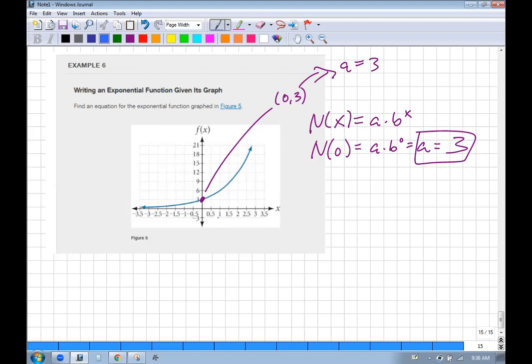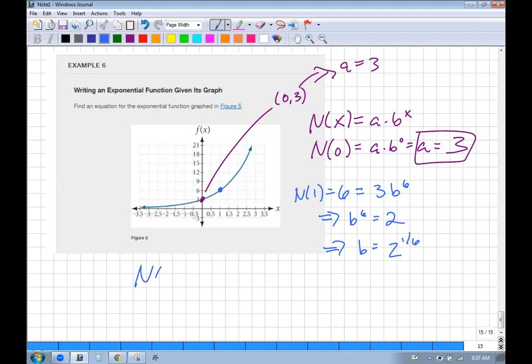In this case, the second best, to find your b, look at 1, right here at 1. Luckily, this is easy to see that it's 6. We see that n of 1 is equal to 6, right? The reason why that one makes it easy to find b is because a is 3, and then we have 3 times b to the 1 equals 6. So this tells us that b is 6 divided by 3, so b is 2.